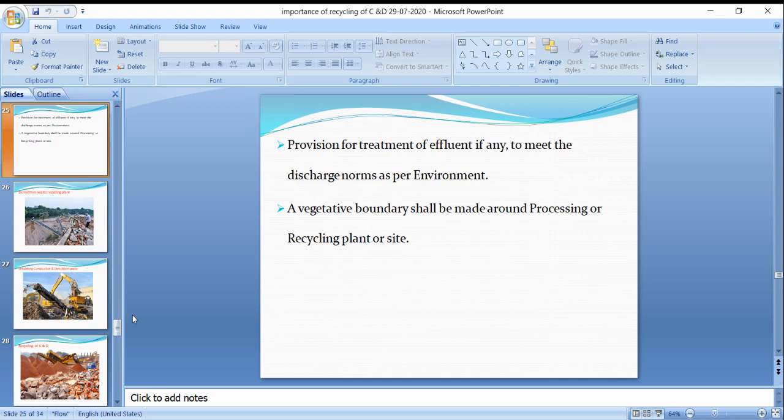A vegetative boundary shall be made around processing or recycling plants. So nearby to the site, it should have full vegetation, I mean to say full of plants or trees, so that it will not create more pollution, and also keeps the environment safe.